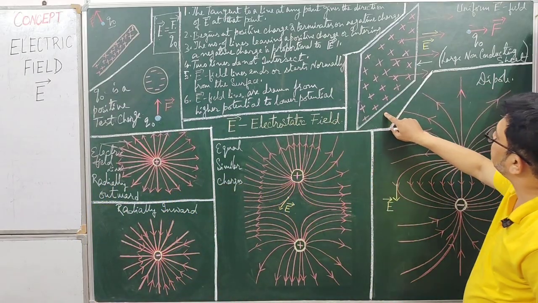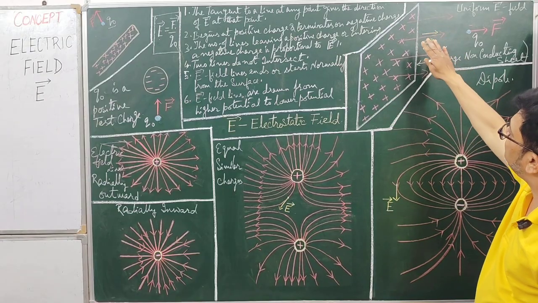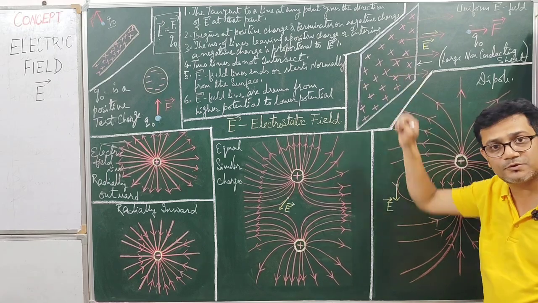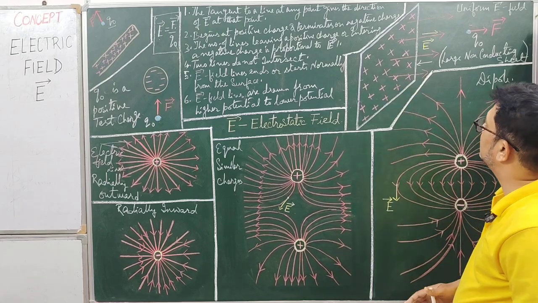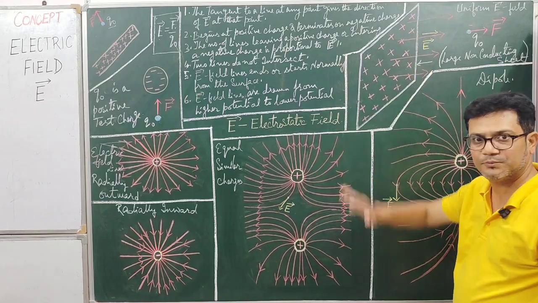Suppose we take an example of this one. Now this is supposedly an infinitely large non-conducting sheet, which is positively charged. Although it cannot be infinite in the real sense, if it is very large, we can assume that.